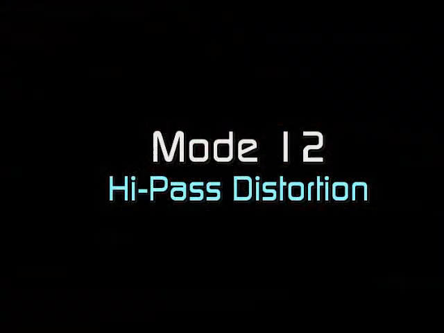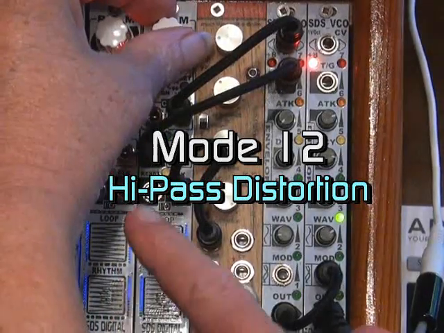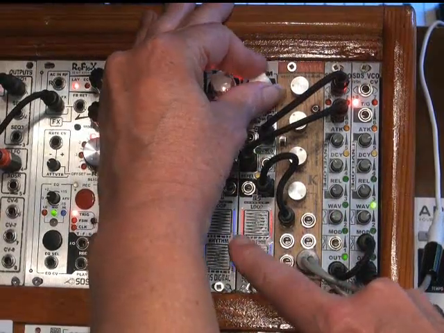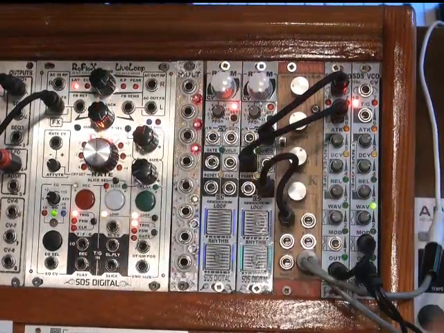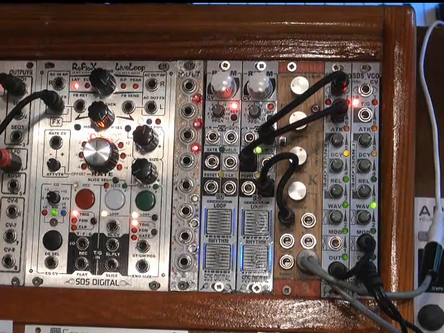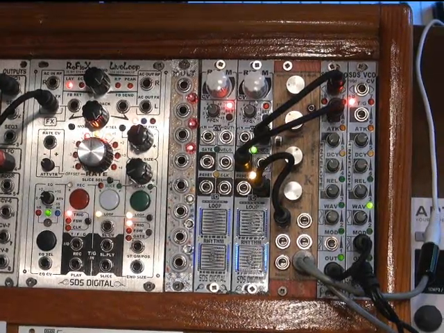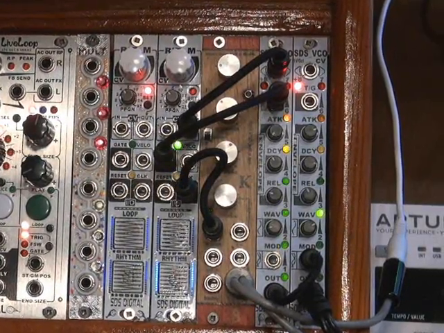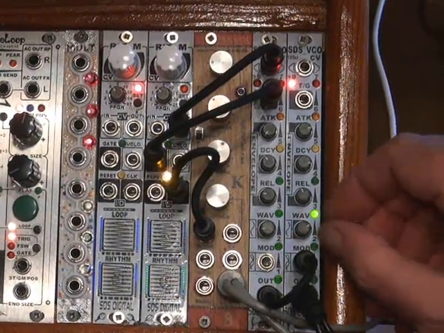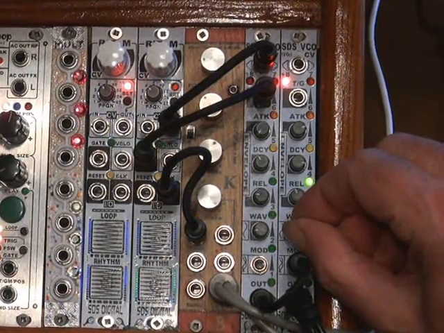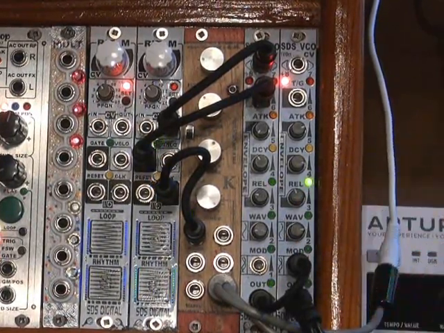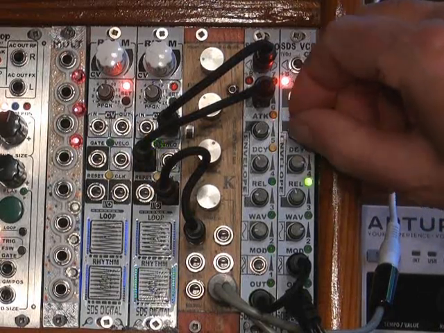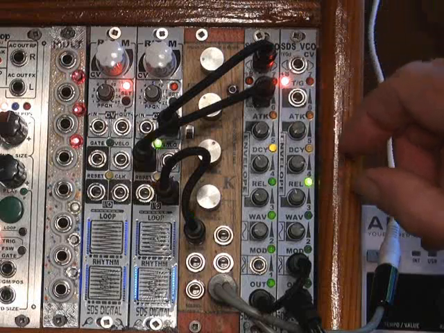Mode 12 is a high pass distortion. Only frequencies above the attack knob setting will make it through to the distortion. The VCO is set to a triangle wave right now. Now to select mode 12. The attack knob sets the filter frequency. Counterclockwise is the lowest frequency.